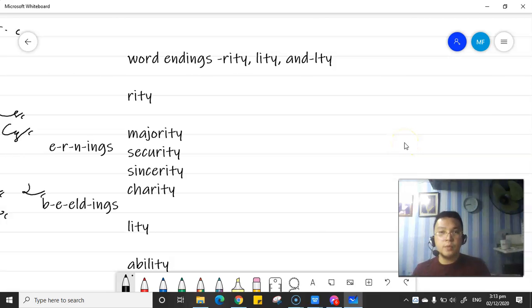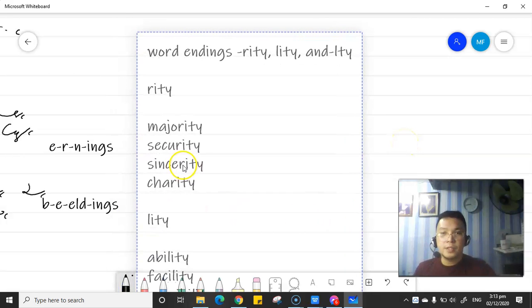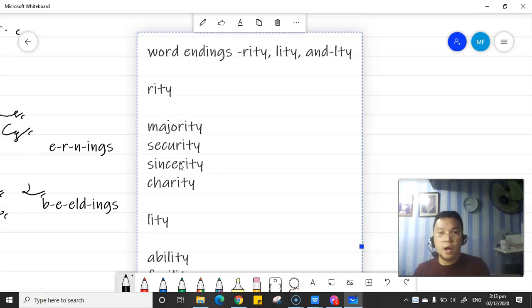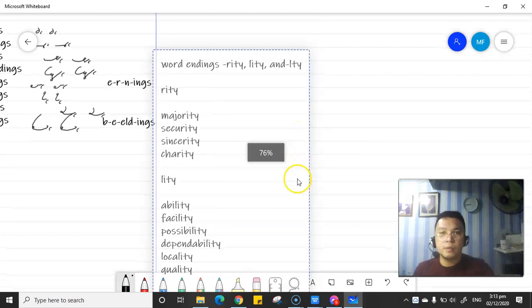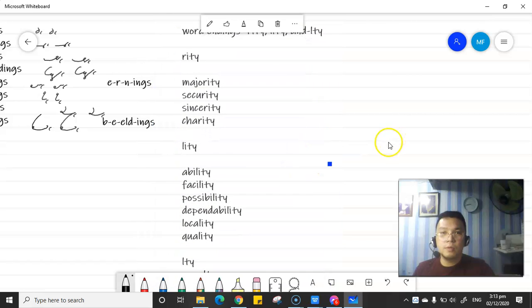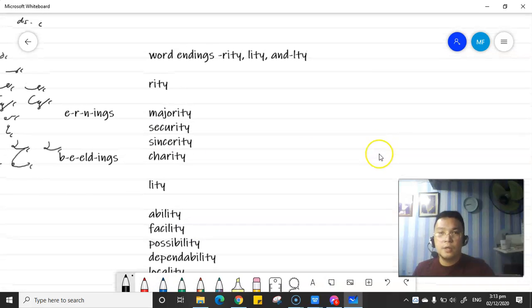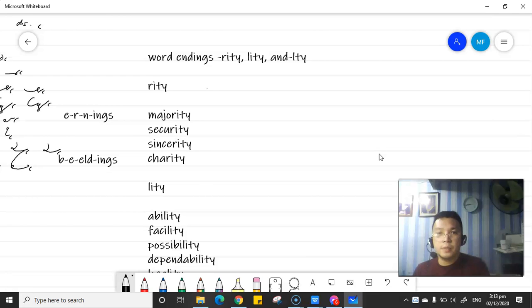Okay, so let's proceed with the word endings riti and liti. Like what I've said, the word ending riti is represented by a disjoined R. Okay. Ayan, naglolo ko na yung ano ko. Hold on, class. The word ending riti is represented by the disjoined R. Okay. Then liti is represented by a disjoined L.